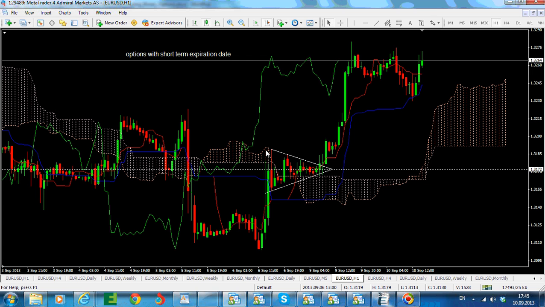The following binary options can be traded based on the hourly chart. Options with extremely short expiration date, 2 minutes, 5 minutes, up to the hourly expiration date, like presented on the previous recording. Anything above should be treated on other time frames.